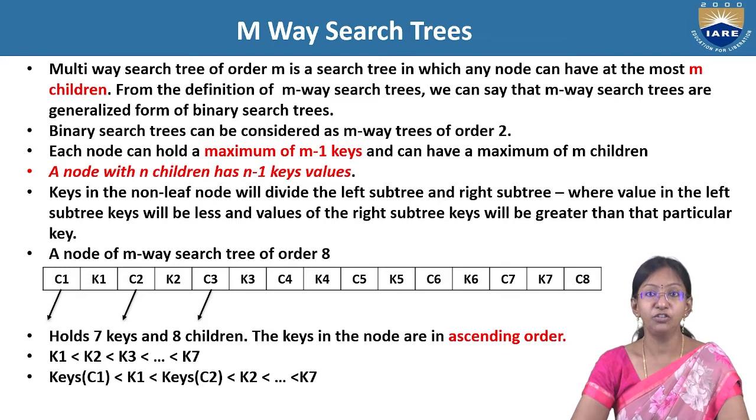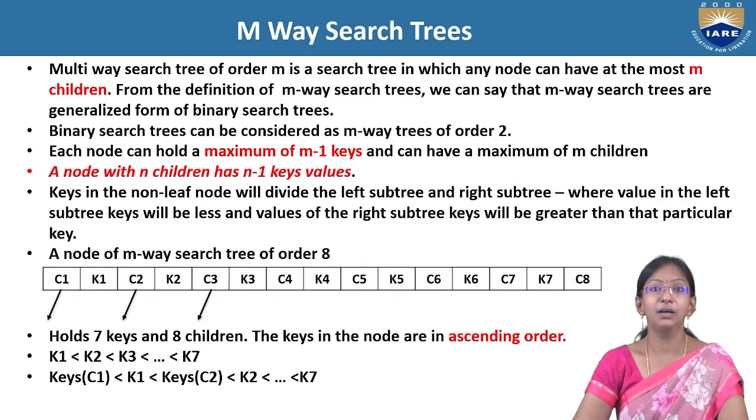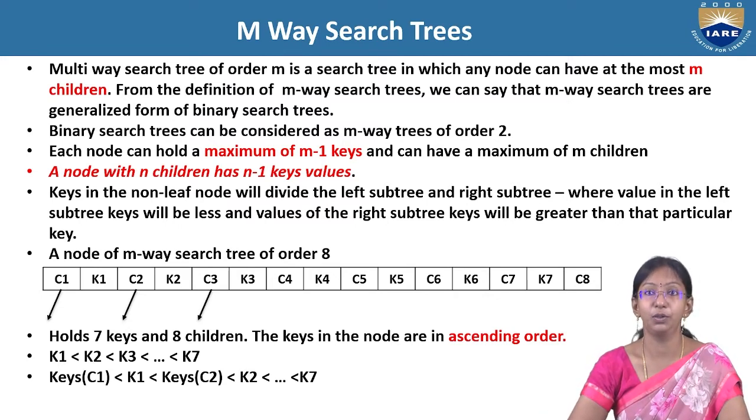And coming to the nature of these keys. In binary search trees, we know that for every node, from the root to all the non-leaf nodes, the left child will have a value which is less than or equal to its parent, whereas the right child has a value which is greater than its parent. So even the same idea is carried forward in the case of M-way search trees also. Have a look at this figure which I have given over here.